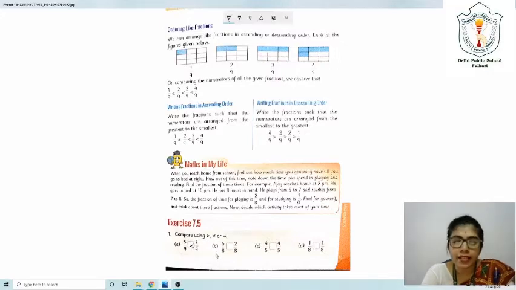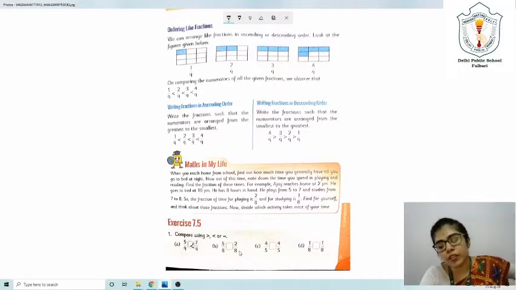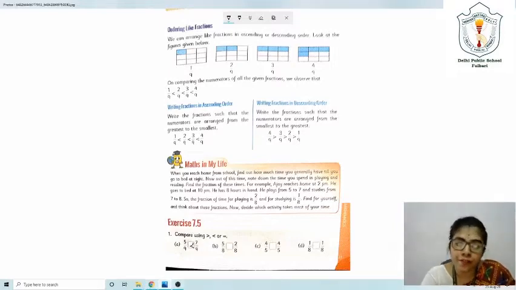Okay. Next, B. 5 by 8 and 2 by 8. As I told you, children, the denominators are the same, so we will basically compare the numerators and find the difference. Now 5 by 8 is more than 2 by 8.